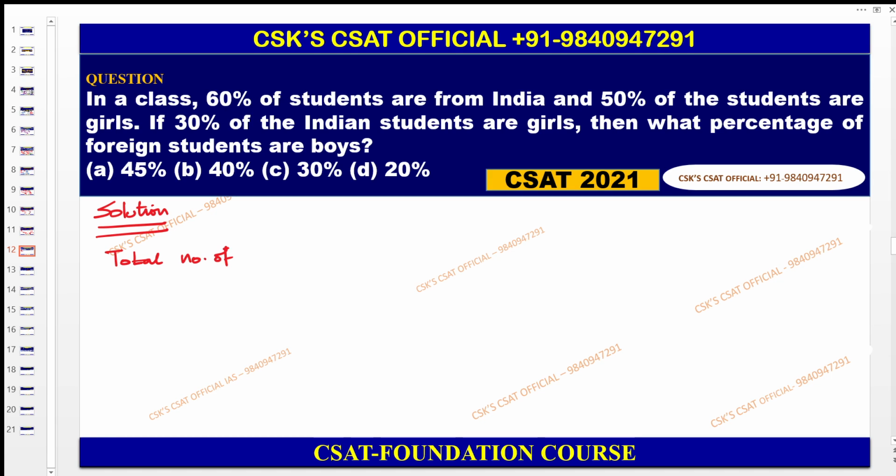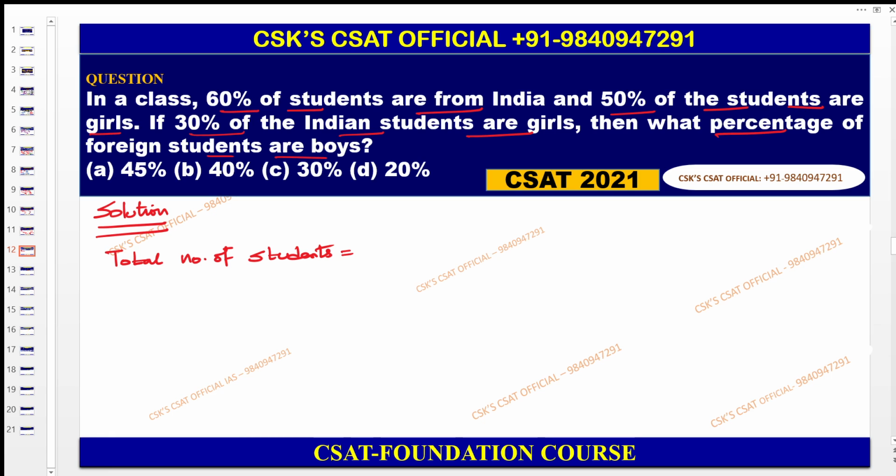Yes, yes, sir. Okay. So here, in a class, 60% of the students are from India. 50% of the students are girls. 30% of the Indian students are girls. Then what percentage of the foreign students are boys here? Right. Now, this one.